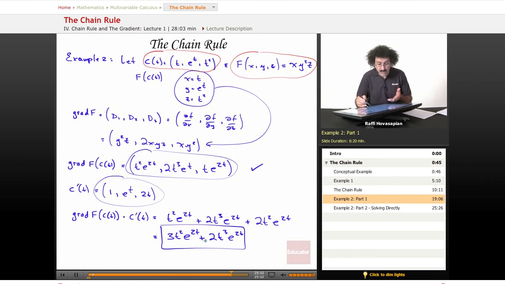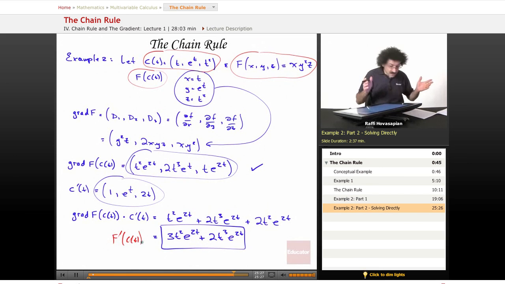So this happens to be the derivative of f of c of t. That's what this is equal to. This is equal to f of c of t, prime. No, we want to definitely say f prime of c of t. That's all that's going on here. It's just a way of differentiating a composite function.